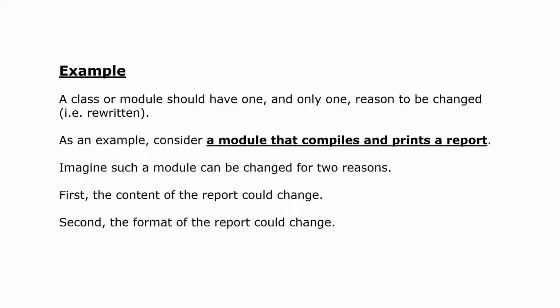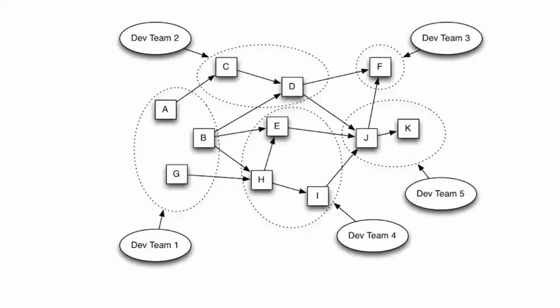For example, take a module that compiles and prints a report. There is compiling the content as well as printing the report, right? Imagine such a module can be changed for two reasons. The first is that the content of the report could change. The second is that the format of the report could change. So this is where we need to develop this as two modules, right? If you look at this diagram, from a complex monolithic application, when we want to make it a modular approach, there would be different teams working on different independent modules. That is how we can achieve it, right?